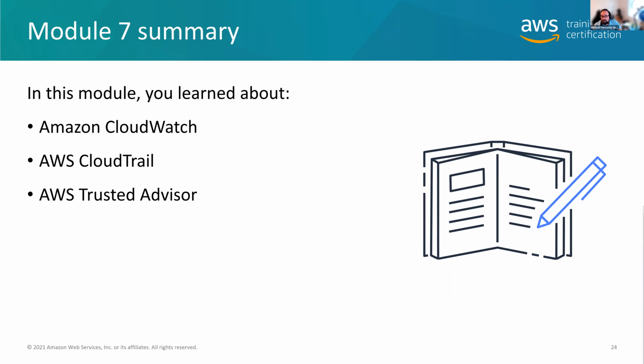All right, so this is what you learned. CloudWatch is for metrics about services. CloudTrail is about your AWS account and attacks against it. And then Trusted Advisor is a recommendation engine that basically sees if you comply with some of the best practices AWS recommends.